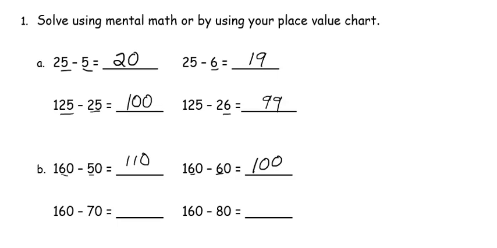And the last part, I have 160 minus 70. Well, I subtracted 6 tens in the previous problem. Now I'm subtracting 7 tens. So I know my answer is going to be 10 less than that previous problem. So that would go down to 90. And now I have 160, and I'm going to subtract 8 tens. So again, we're going to go back another 10, since from 70 to 80 is another 10. So this time I will have 80. So that's just an example of how you could use mental math to solve those problems.